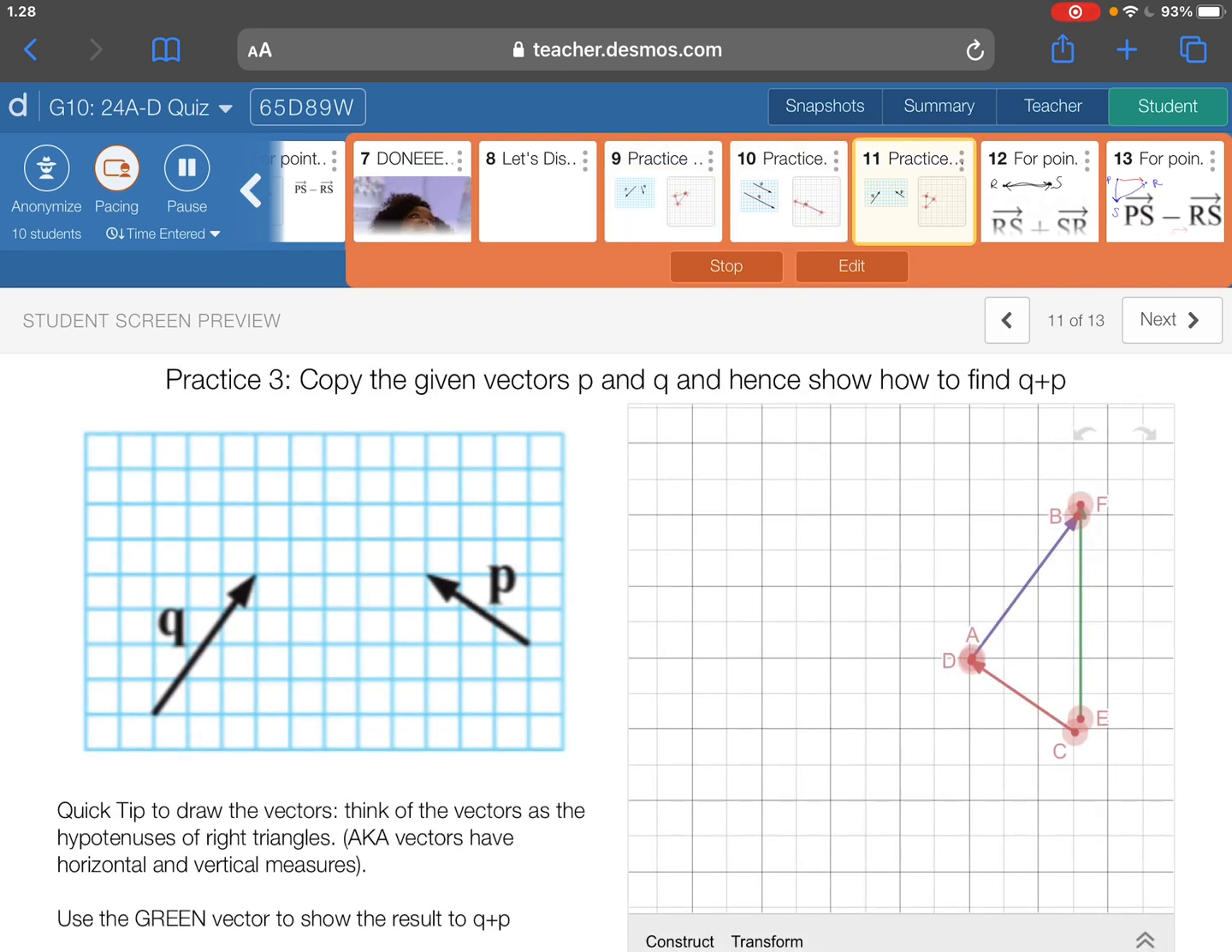Even you can also mention that in your answers, actually. If you're like, so this is what the question is asking, like Q plus P, that means we start at Q, and then we end at P, and then you can show them, right?